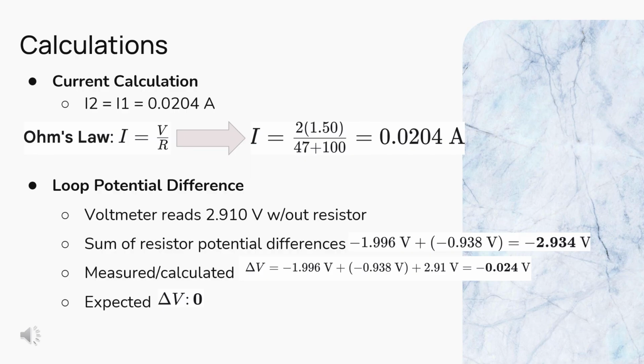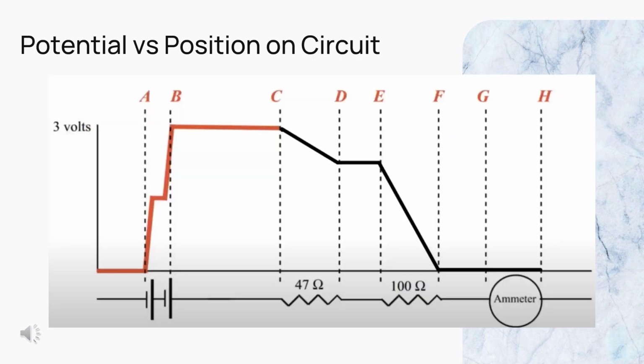And the measured/calculated values turned out to be close to 0, but not actually 0, and the expected should be 0. So here is the potential versus position on a circuit chart, and this basically just shows that the potential energy goes down when more ohms are added to the bulb closer to the emitter.